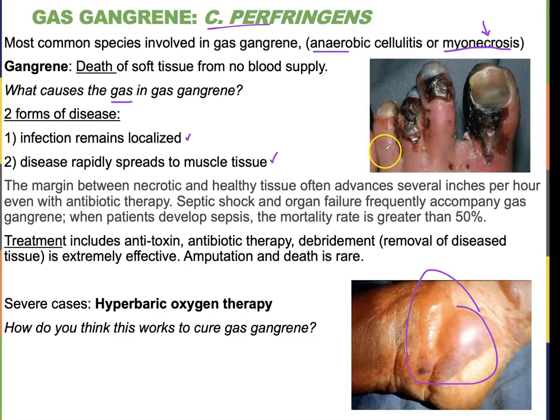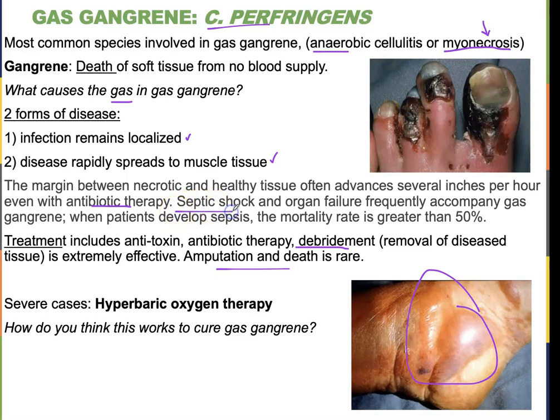And if you look at the speed, the margin between necrotic and healthy tissue can advance several inches per hour. And even with antibiotic therapy, that's pretty scary. So when you see necrosis occur, it's a very serious condition, and you have to stop the movement of the bacteria immediately. A lot of times they basically need to remove all the diseased tissue. If there's so much diseased tissue, sometimes they have to amputate.